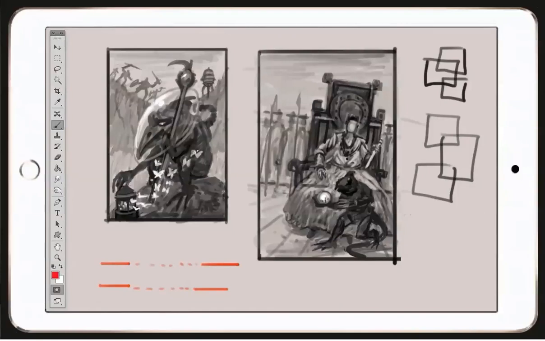I'm going to return the implied lines to the way they were before, and now you can see that the underlying structure is no longer obvious. So this is what you need to establish in your compositions, and not this.